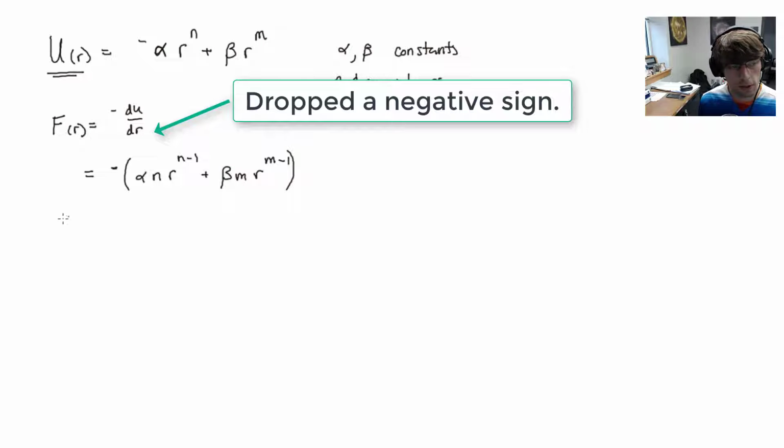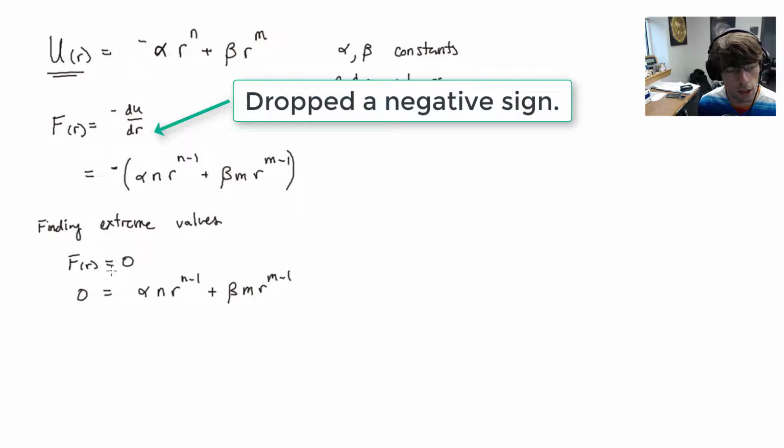Since we're interested in finding extreme values, what we want to do is take this and set it equal to 0. So we'll say f of r is equal to 0. Okay, so 0 is equal to alpha n r to the n minus 1 plus beta m r to the m minus 1. And notice I dropped the negative sign. I just multiplied through by negative 1.